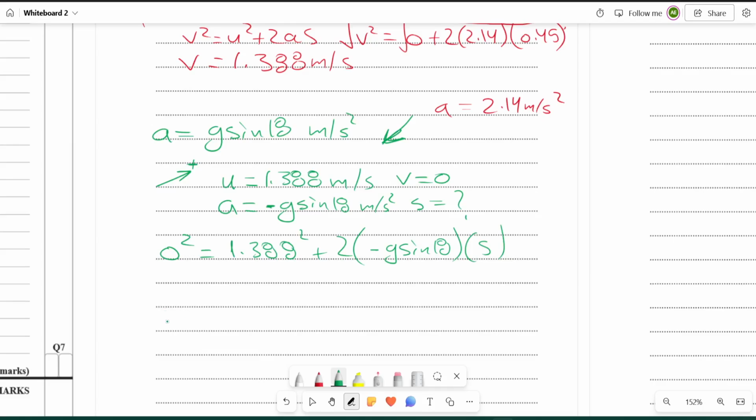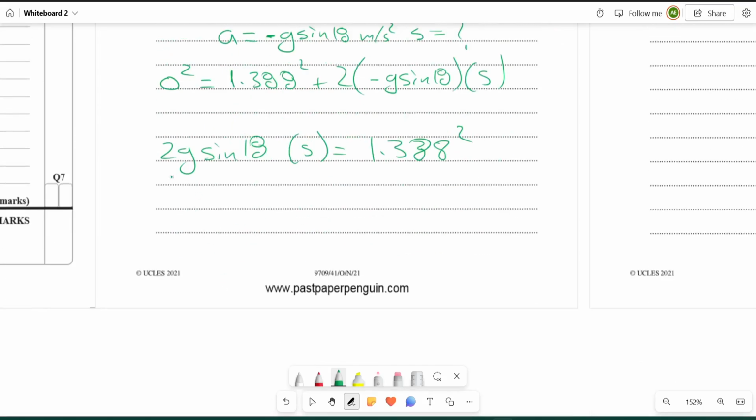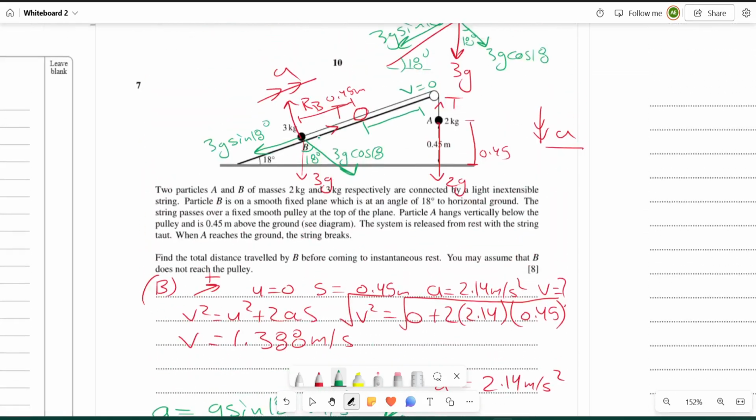I'm going to have 2G sine 18 times S equals 1.388 squared. To find S, I'm going to divide both sides by 2G sine 18. That's going to give me an S value of 1.388 squared over 2 times 10 times sine 18. That is going to be 0.312 meters. So that is this green distance over here.